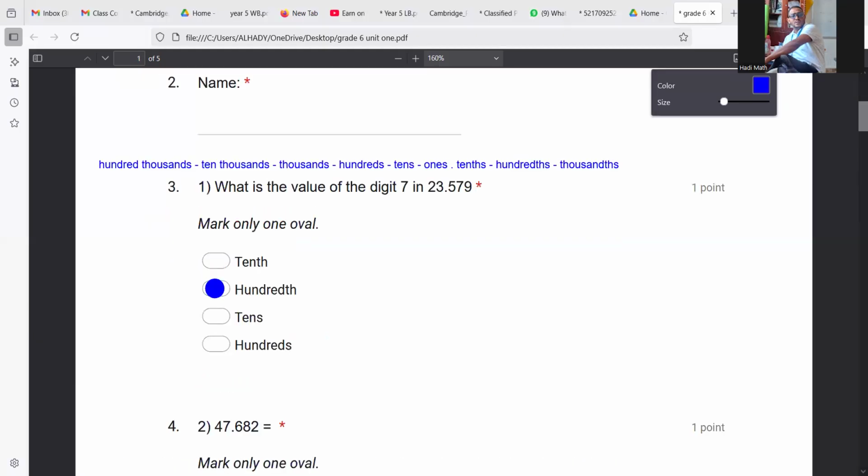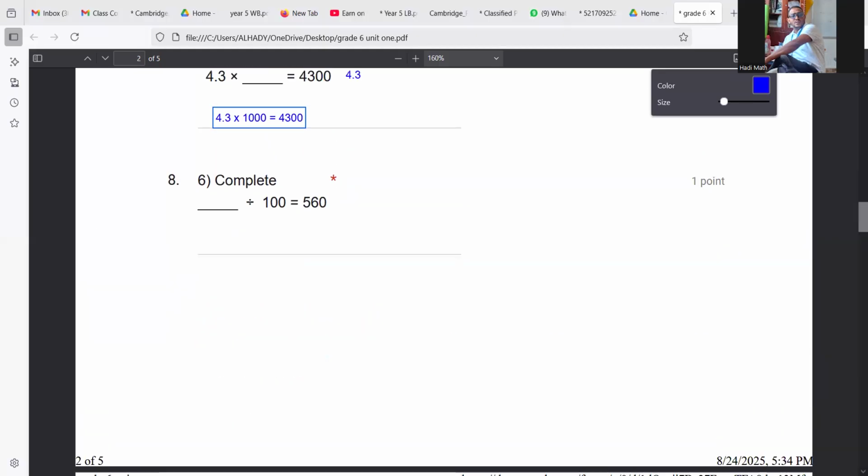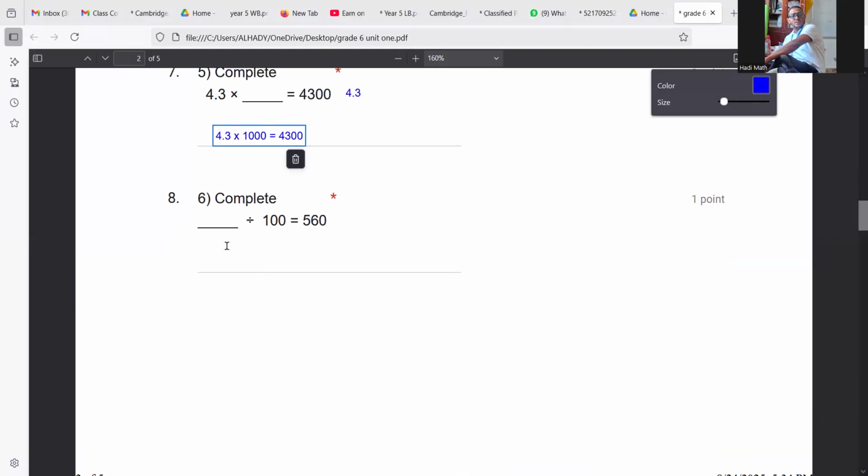They ask you also to complete. You've got a number divided by 100 is equal to 560. So you go back. You multiply the 560 by 100 to find the first number. That's equal to 560 and how many zeros? 2 zeros. So it's equal to 56,000. So the missing number here is 56,000. Because when you divide by 100, you cancel 2 zeros. So you put the 2 zeros back, and it is going to be 56,000.